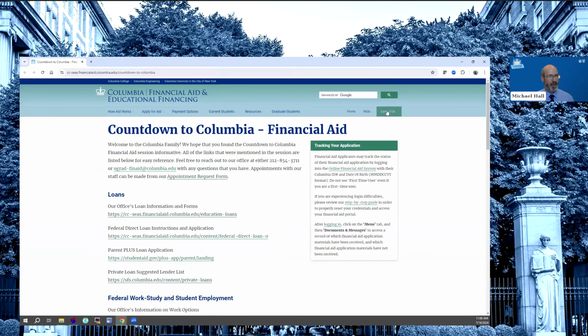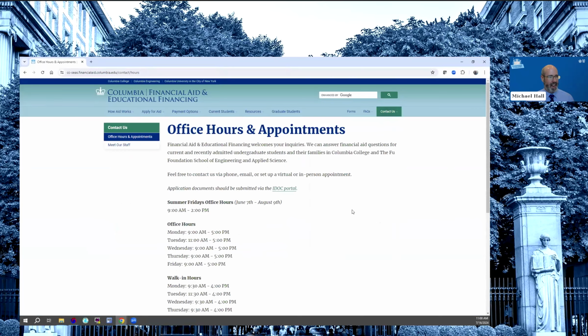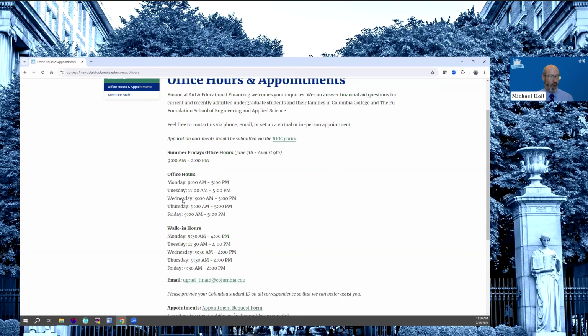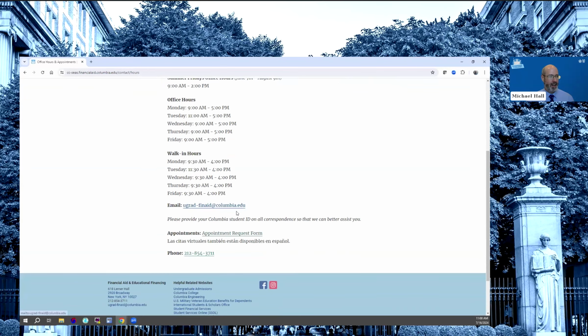On our website, come up to Contact Us, Office Hours and Appointments. From here you can find our office, our email, our phone number, and the form to fill out to request an appointment. So whatever is most convenient for you. If it's midnight, email may be best. If it's the middle of the day and you've got a burning question, you just want to talk to someone, feel free to call us.